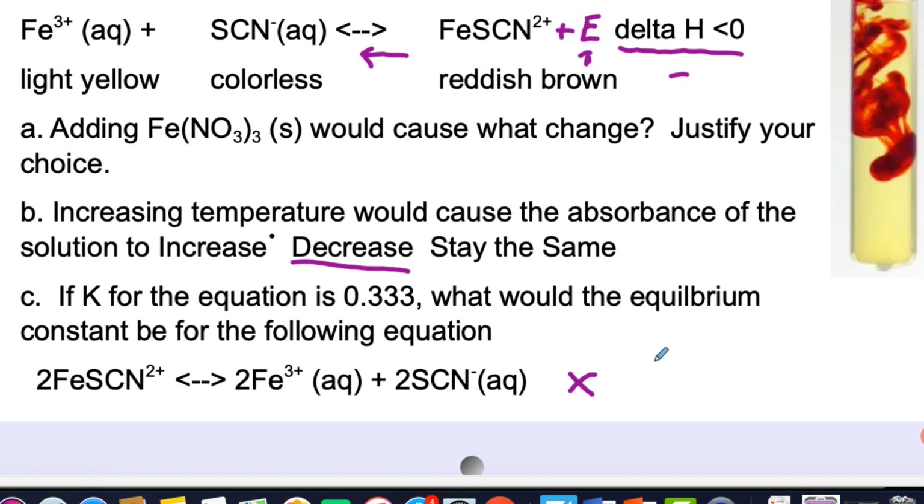So the new K for this bottom equation, this means they flipped it, so it's going to be 1 over the old version of K, 0.333. So we inverted it because they flipped the equation, and they multiplied it by 2, which means we're going to square the old value of K. If you multiply it by 2, that 2 gets applied as an exponent. If you flip an equation, it would be 1 over the old value for K.